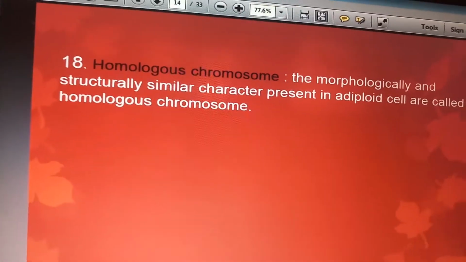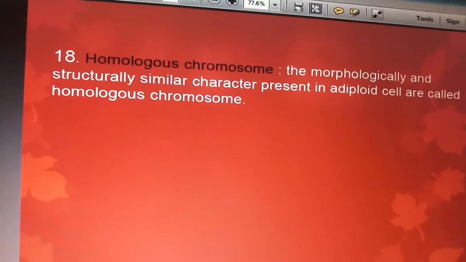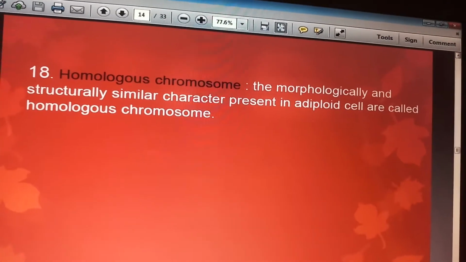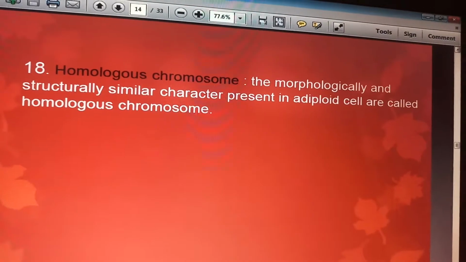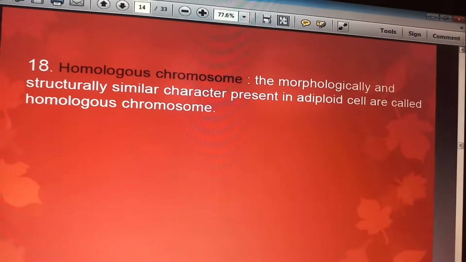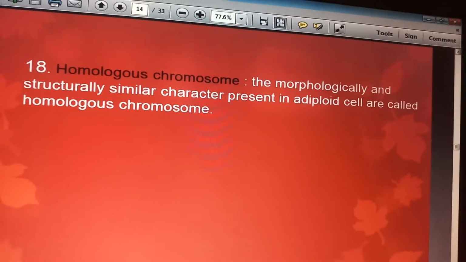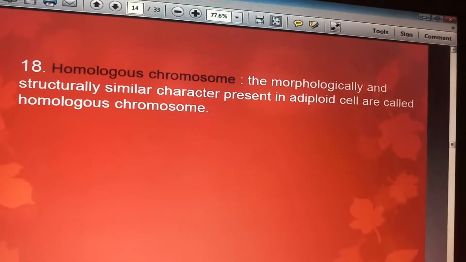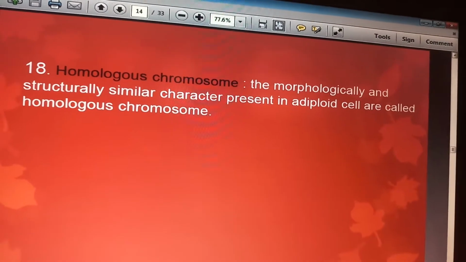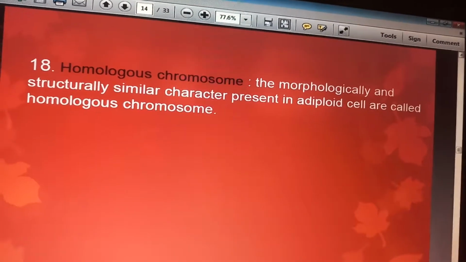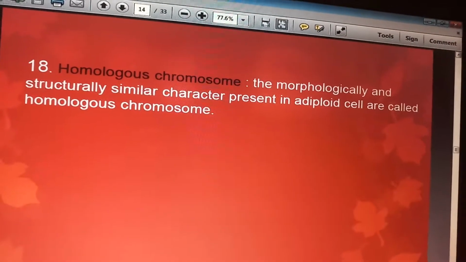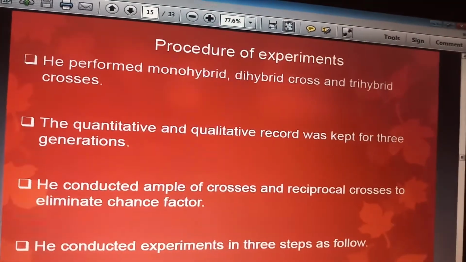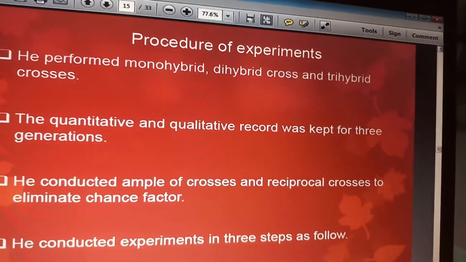Now let us see what we mean by homologous chromosomes. The morphologically and structurally similar chromosomes present in a diploid cell are called homologous chromosomes. That means homologous chromosomes are morphologically and structurally the same, and they are present in a diploid cell, so they are called homologous chromosomes.